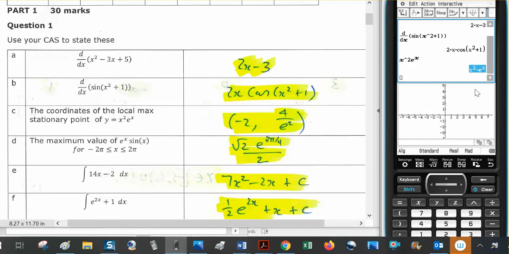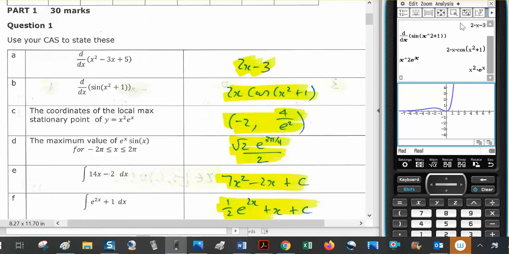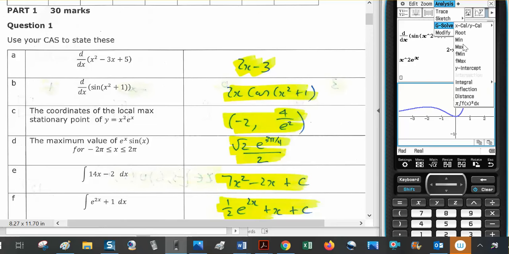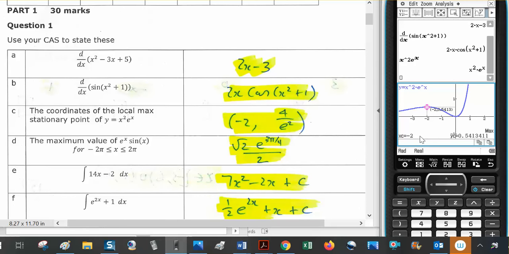Take this, drag it down. I can see that there are two stationary points. There's a local minimum at 0, 0 and a local maximum here. Hopefully I can get the coordinates in exact form from here, and I can't, it's at 0.54. So I know that it's -2, so I've got my -2.